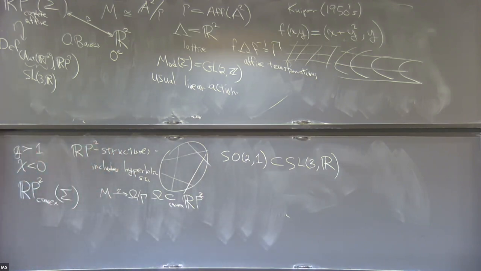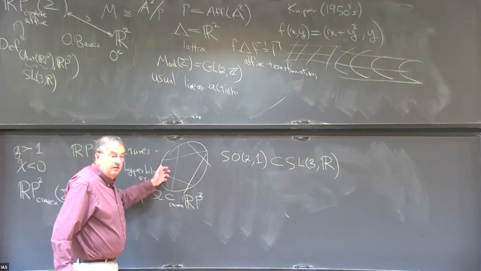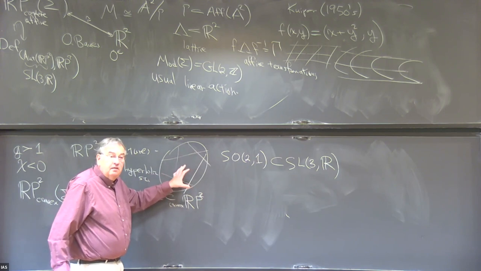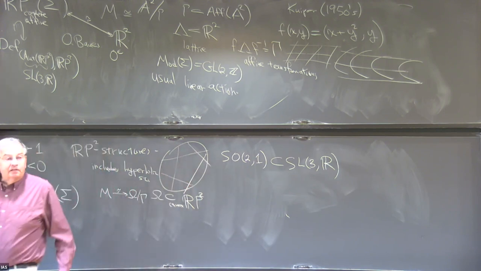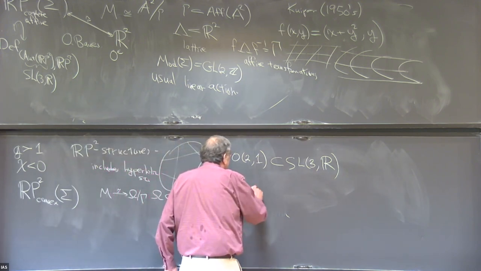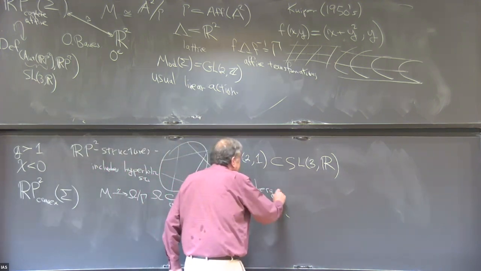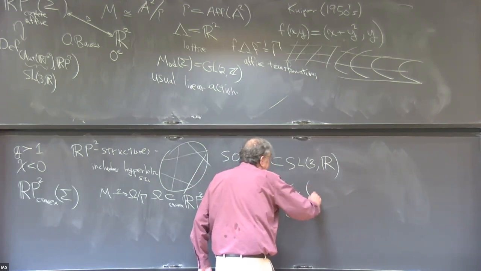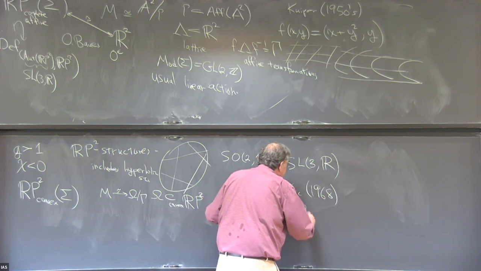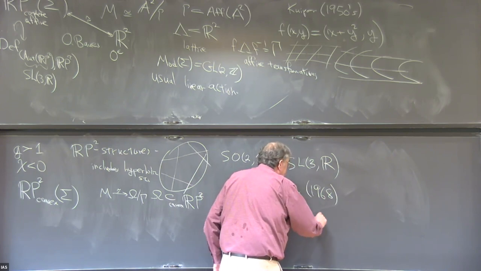I think Arismund didn't. He suggests that maybe all of these structures are like this, where the boundary is nice. But in general, the boundary can be very fractal. And the first example is due to Vinberg and Katz, 1968, where the boundary of omega is not smooth.